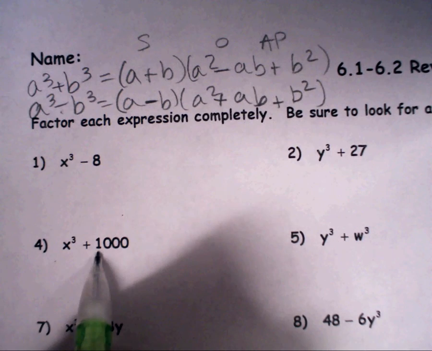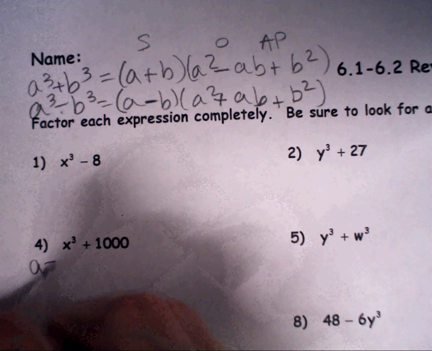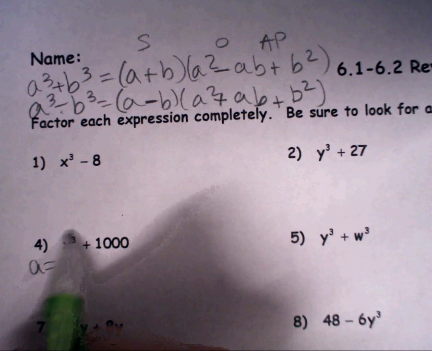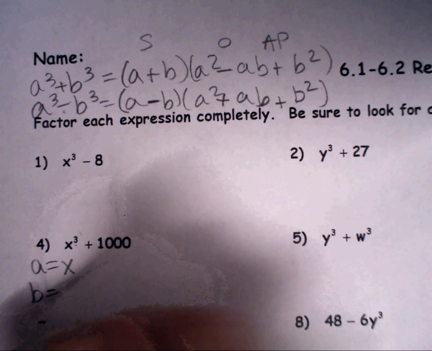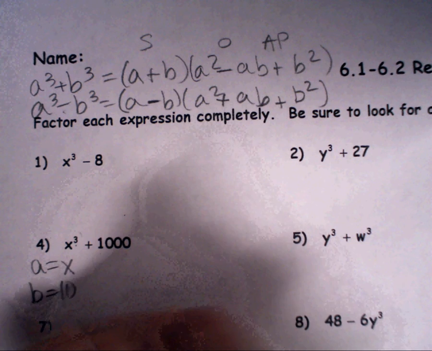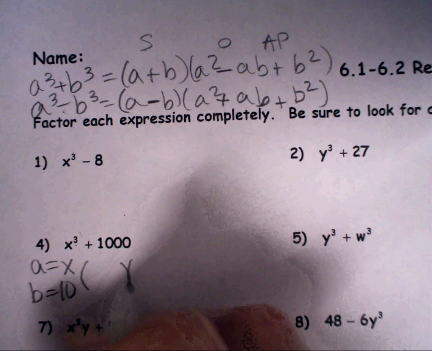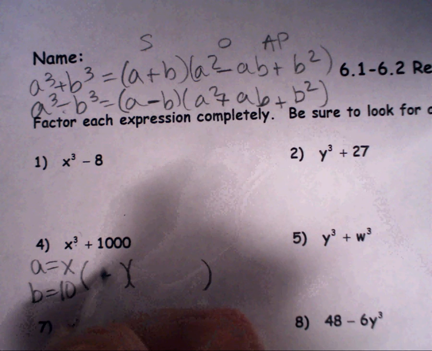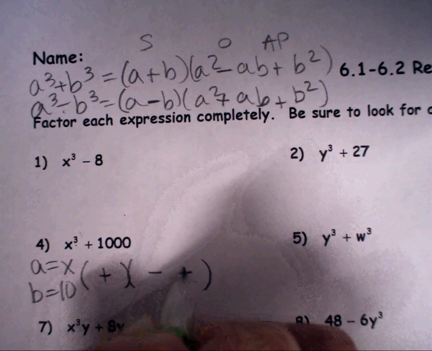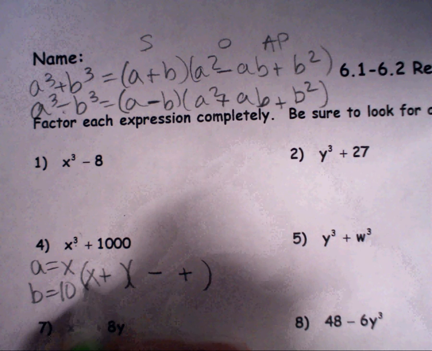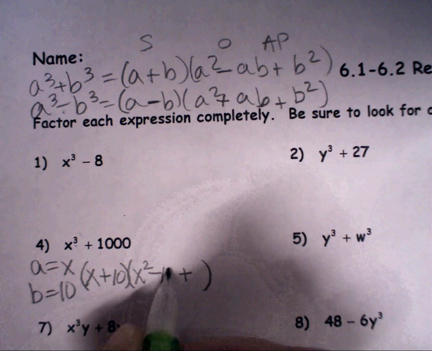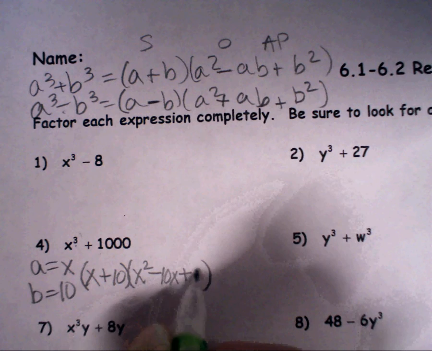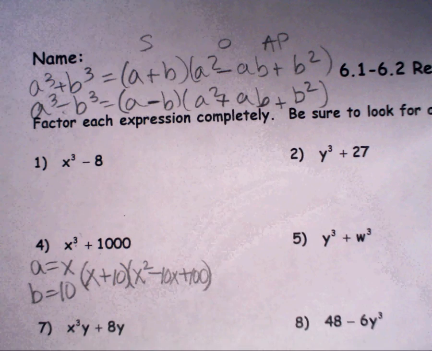So if we start with number 4, A will be x, because x to the third is x to the third, and then what to the third would give us 1,000 would be 10. And so what we do is we write our equation, we put our signs, same, opposite, always positive. So it should be (A, B), A squared, AB, and then B squared.